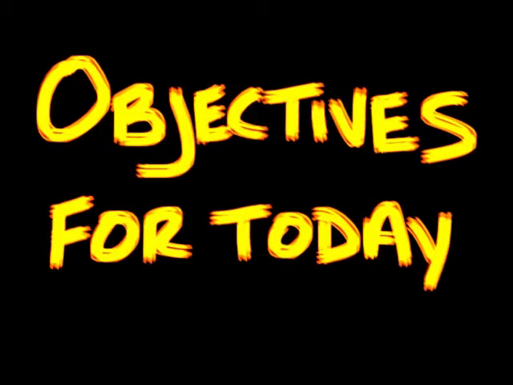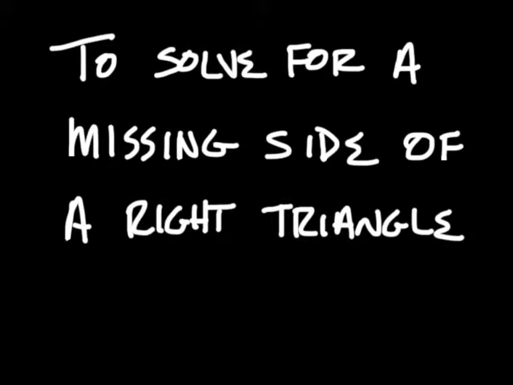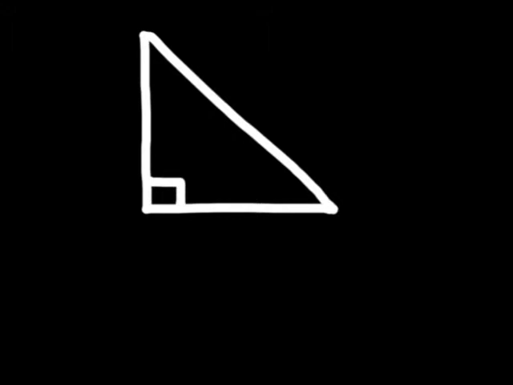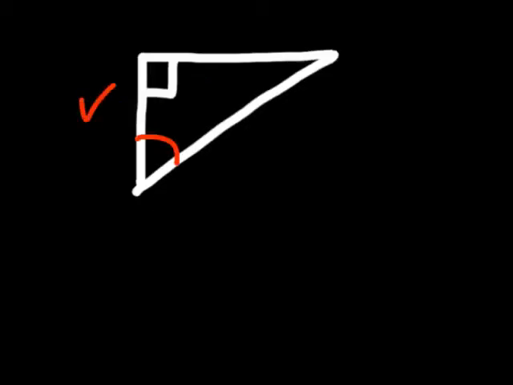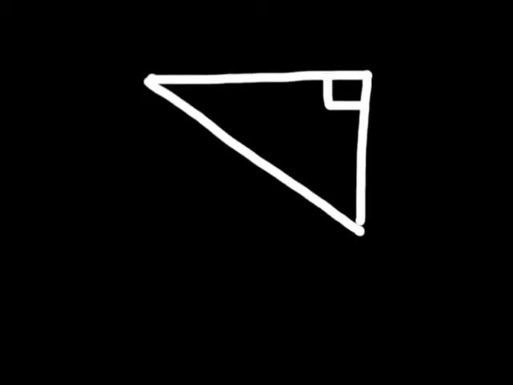The objectives for today: to solve for a missing side of a right triangle. And here's a quick review on some of these basic items. For example, if I have this angle and I'm looking at this side, what side is that? It's the opposite. If I have this angle and I'm looking at this side, what is that? Hypotenuse. If I have this angle and this side, what's that? Adjacent.